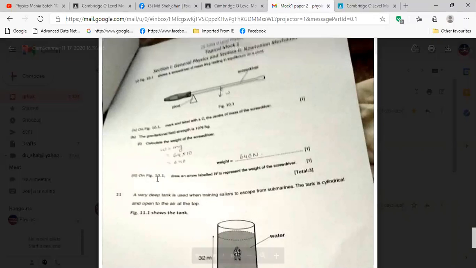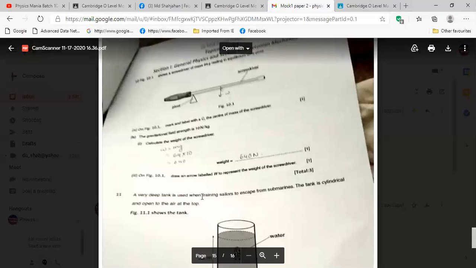Then on figure 10.1, draw an arrow to show the weight. Weight is also here, right? Yes, sir, weight will also be here. So you are losing 2 marks here for the same mistake.